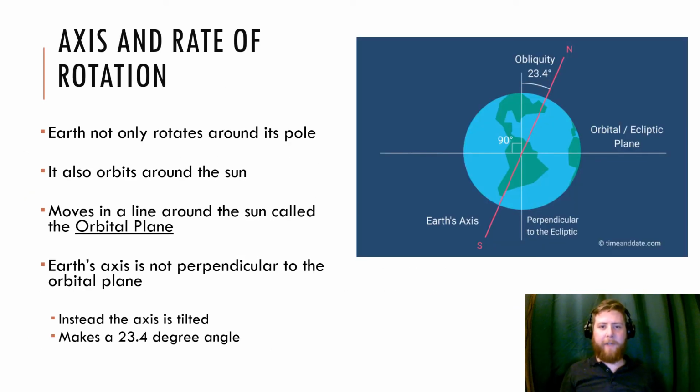All right, so let's talk about the Earth's axis and its rate of rotation. Earth does not only rotate around its pole, it also orbits around the sun. This line is called an orbital plane. As the Earth is moving around the sun, this is the line that would cut straight through the middle of it. This is the path going around the sun. Our axis is not perpendicular to that. It does not make a 90-degree angle. Instead, our axis is tilted, and it makes this 23.4 degree angle. This is going to be an important number that you're going to see again.